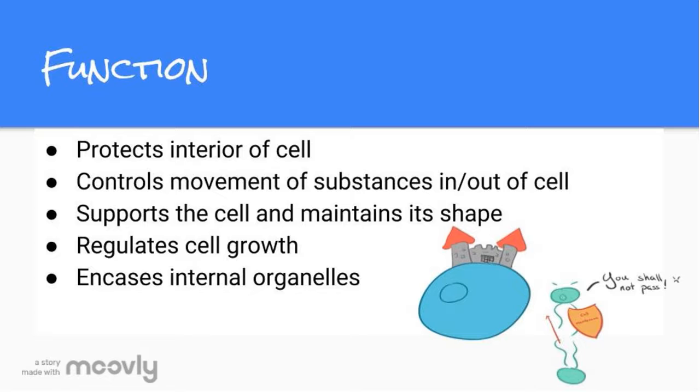So the cell membrane has many functions, but some of the most important ones are that it protects the interior of the cell by only allowing certain substances into it while keeping others out, and this is known as selective permeability. It also helps to support the cell and maintain its shape. It regulates the cell growth through the balance of endocytosis and exocytosis. It serves as the encasement of internal organelles, and it can also serve as a base of attachment for the cytoskeleton in some organisms and the cell wall in others.